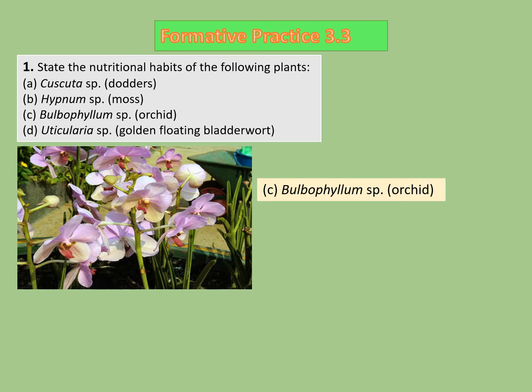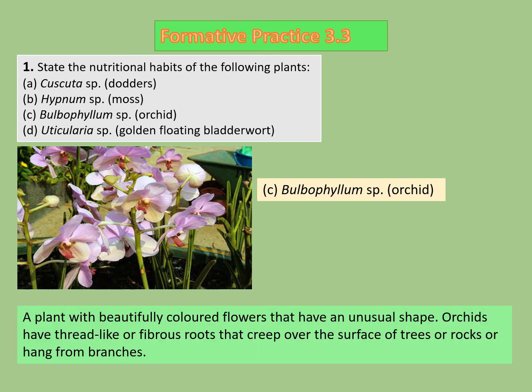C. Bulbophyllum or orchids. This diagram shows one of the species of orchids. This is the description of orchids: a plant with beautifully colored flowers that have an unusual shape. Orchids have thread-like or fibrous roots that creep over the surface of trees or rocks or hang from branches. So from the description, the nutritional habit of orchids is epiphytes.